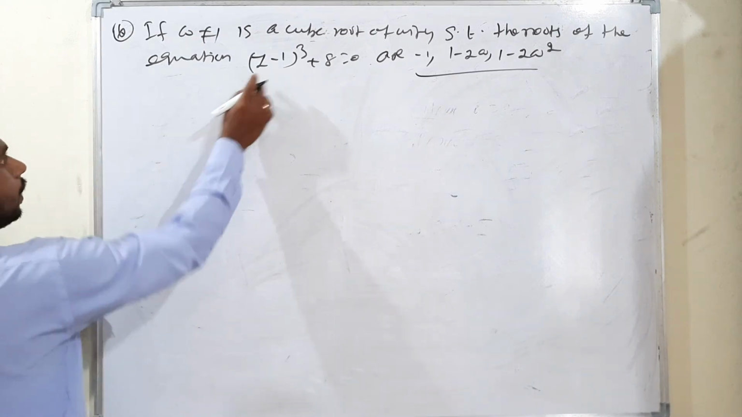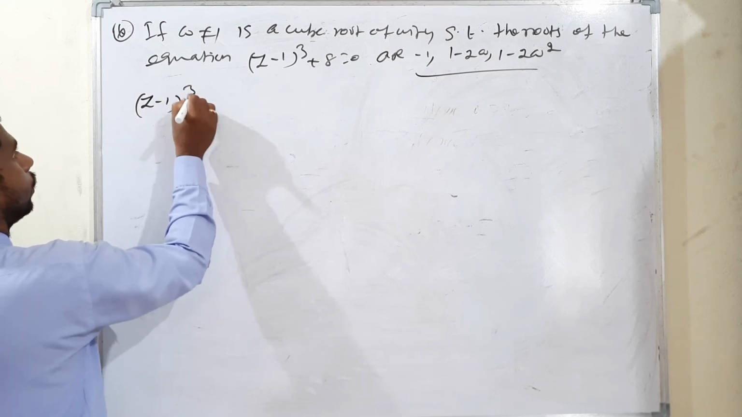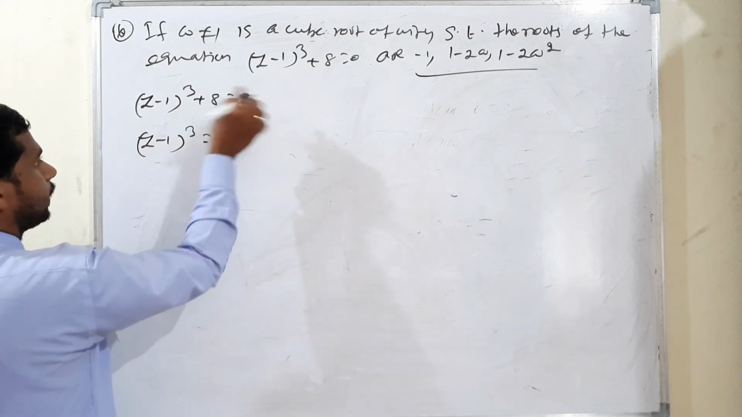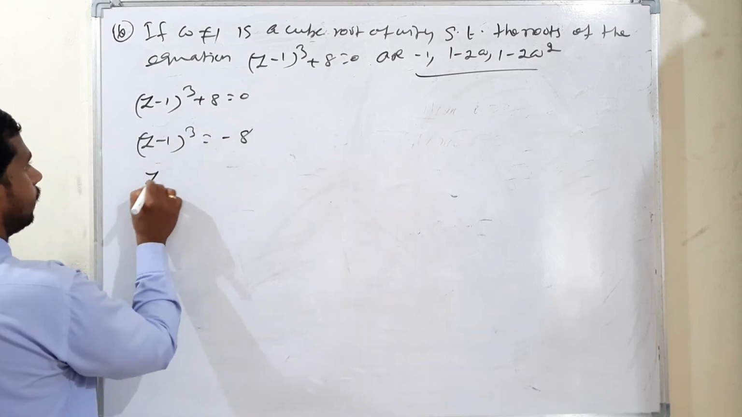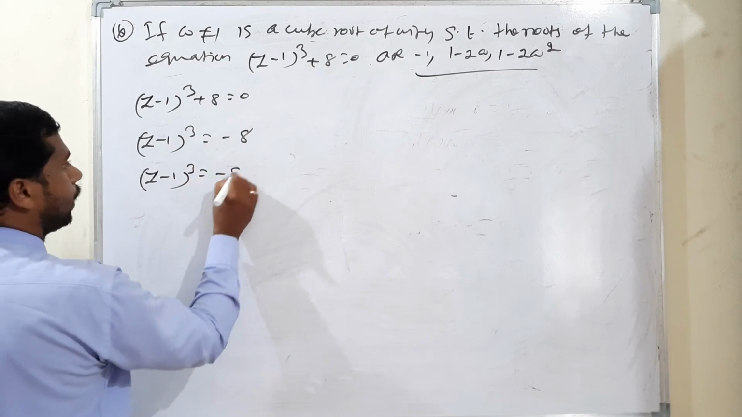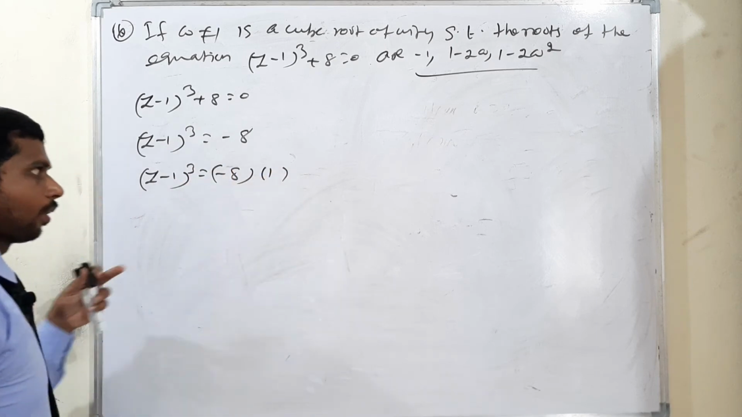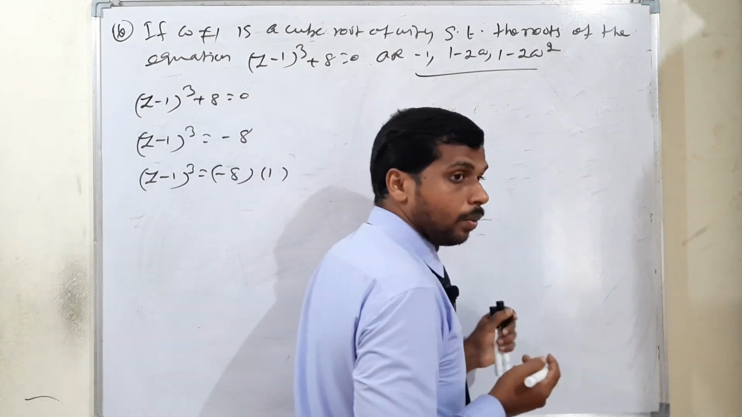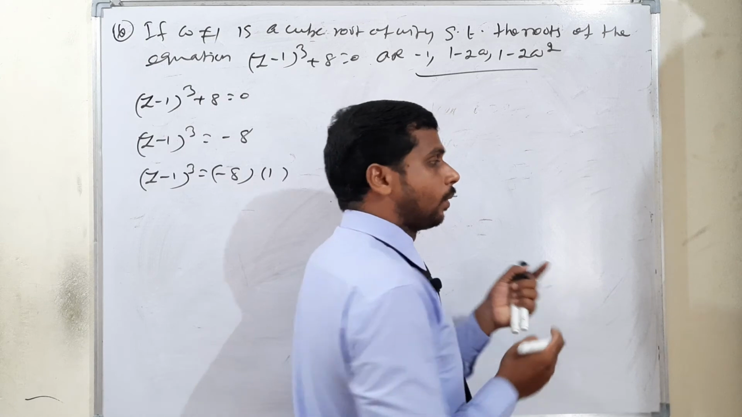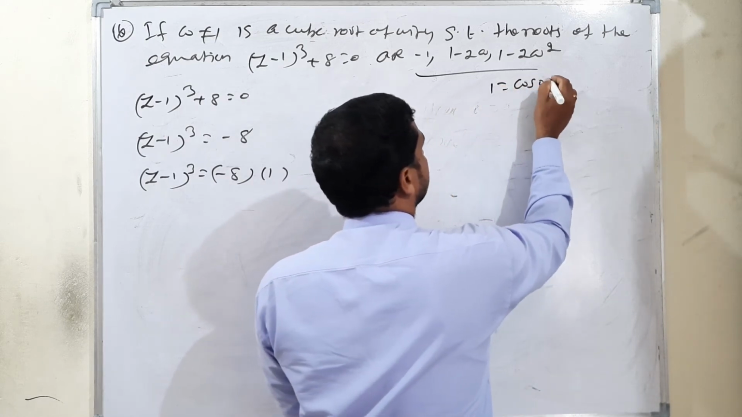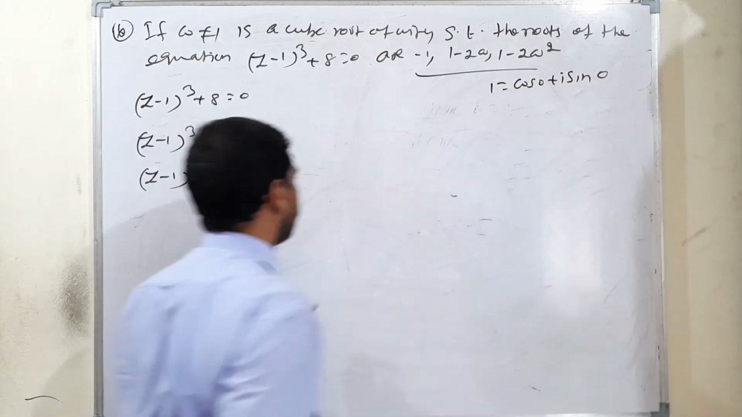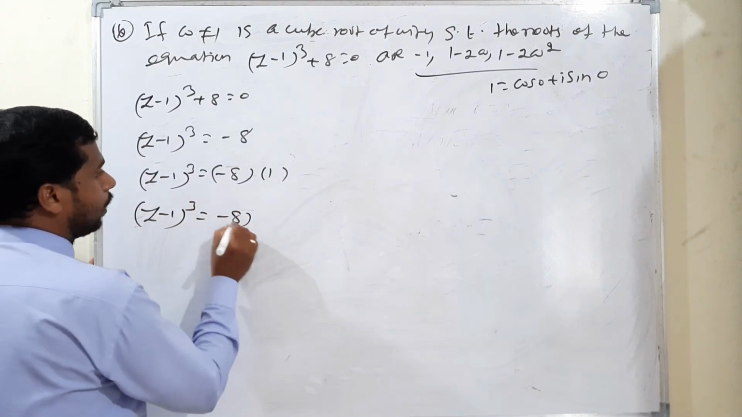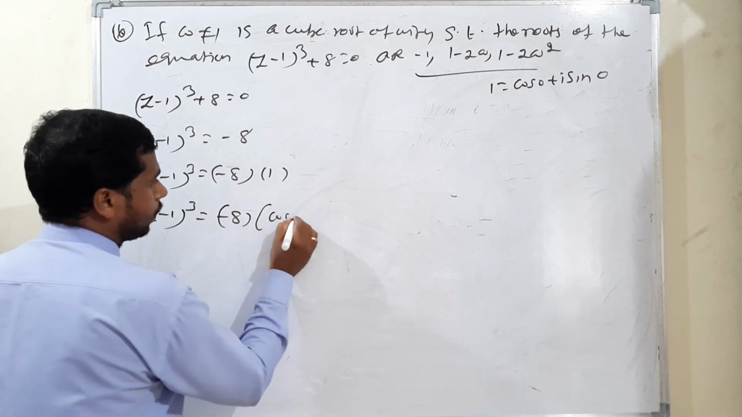So what will happen? Given condition z minus 1 the whole cube plus 8 is equal to 0. Then z minus 1 the whole cube plus 8, bring it to the opposite side, means minus 8. Then z minus 1 the whole cube, we can write minus 8 into 1, so it does not affect the minus 8. Instead of 1 we have to write it, already you know the value of 1: cos 0 plus i sin 0. So 1 is equal to cos 0 plus i sin 0. Therefore z minus 1 the whole cube is equal to minus 8 into cos 0 plus i sin 0.